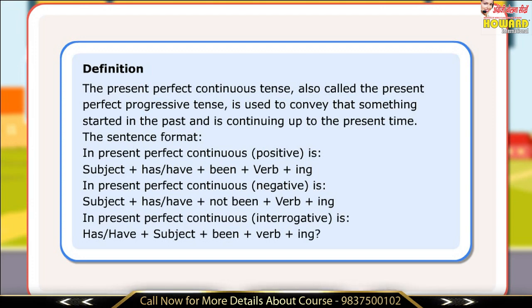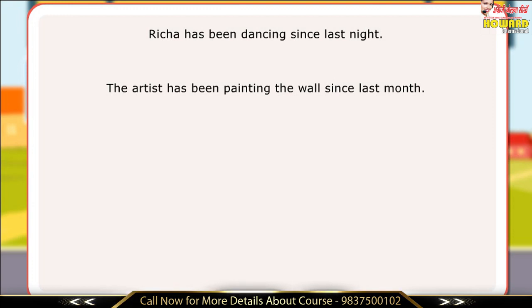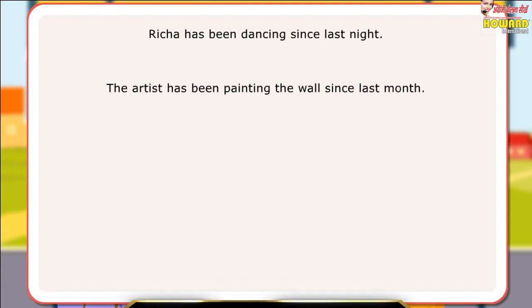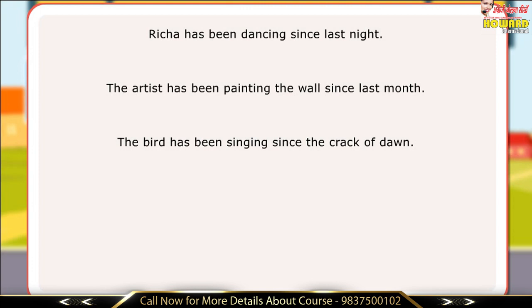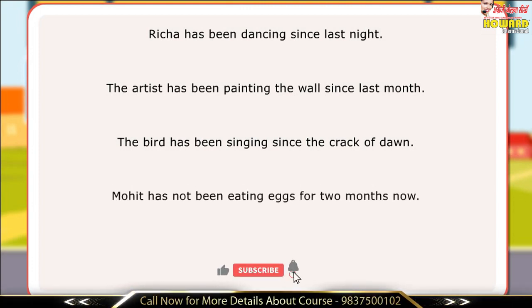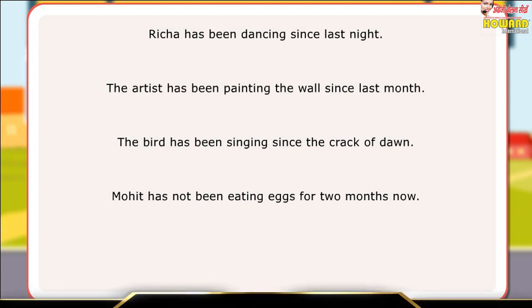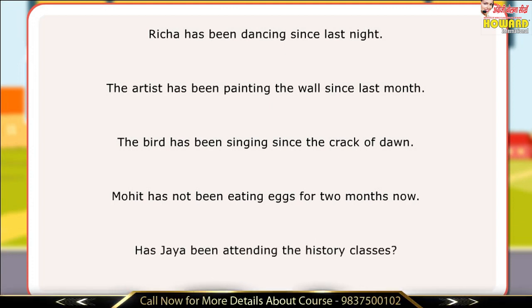Let us look at some sentences. Richa has been dancing since last night. The artist has been painting the wall since last month. The bird has been singing since the crack of dawn. Mohit has not been eating eggs for 2 months now. Has Jaya been attending the history classes?